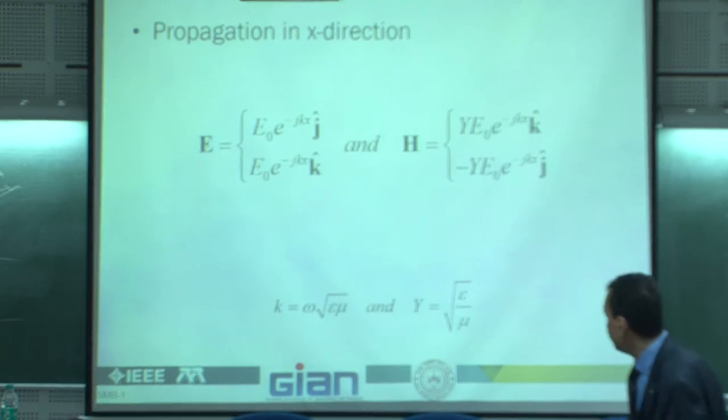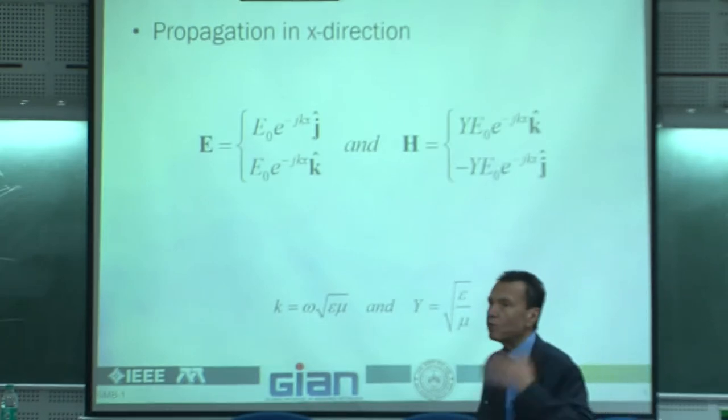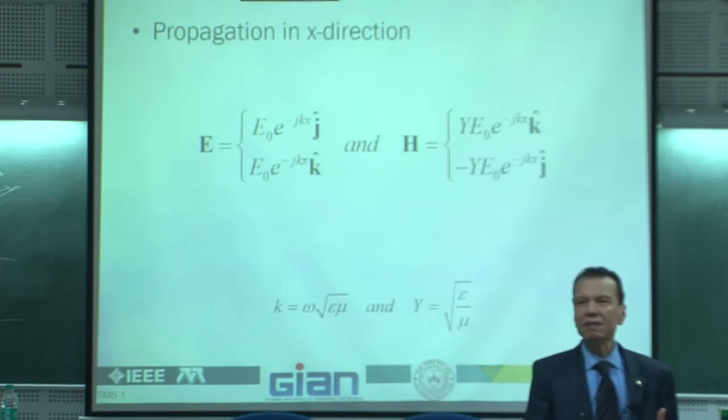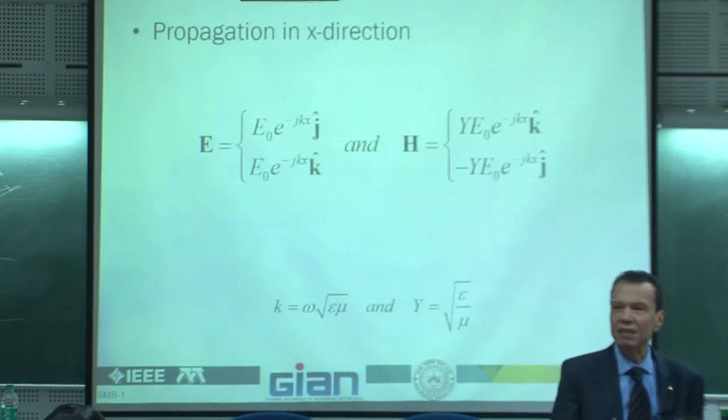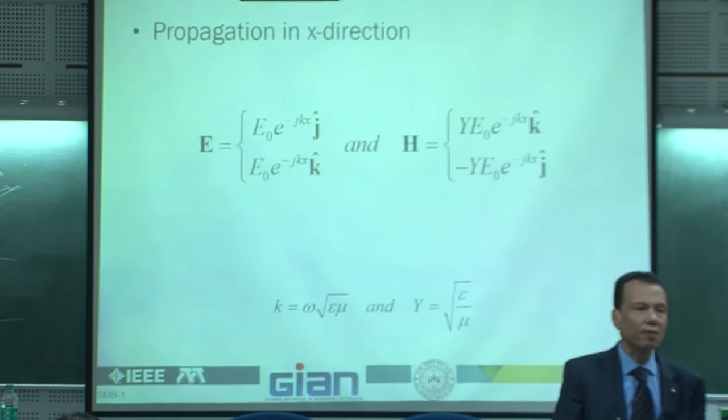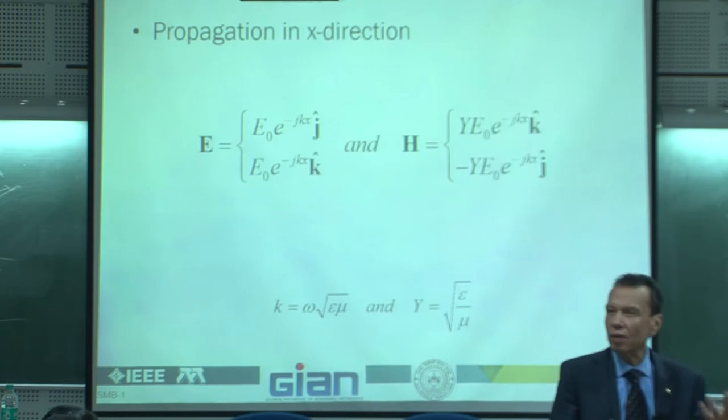Okay? Good. Another point. Most of the materials we deal with are non-magnetic. If you have medical imaging, it's your body. You don't have magnetic material. You are not magnetized. Therefore, most of the algorithms which we will deal with assume from the very beginning that the permeability is constant and equal to the permeability of free space. Mu equals mu naught. And in this case, we don't need both quantities, wave number and intrinsic impedance. We need just one of the two.